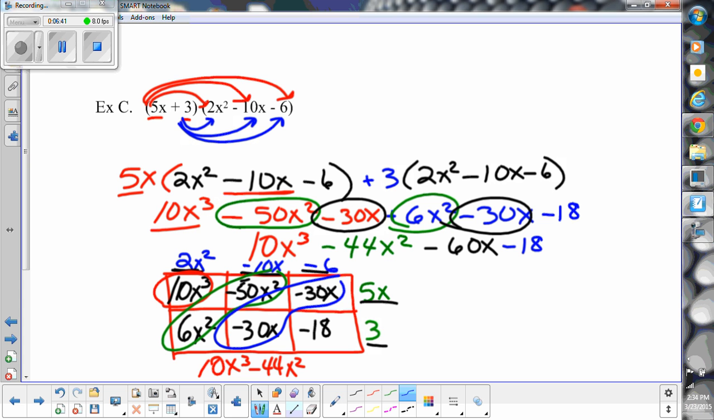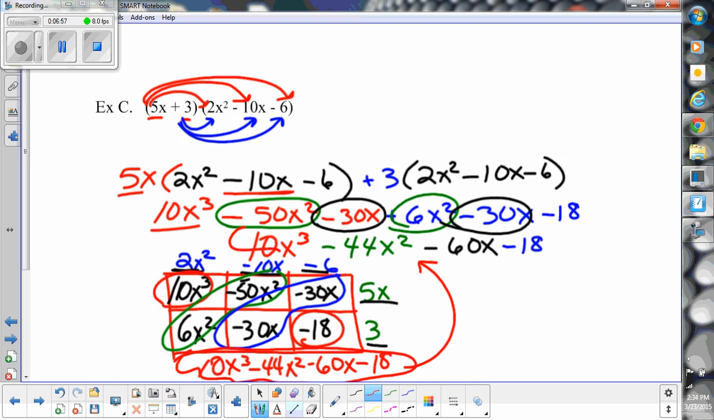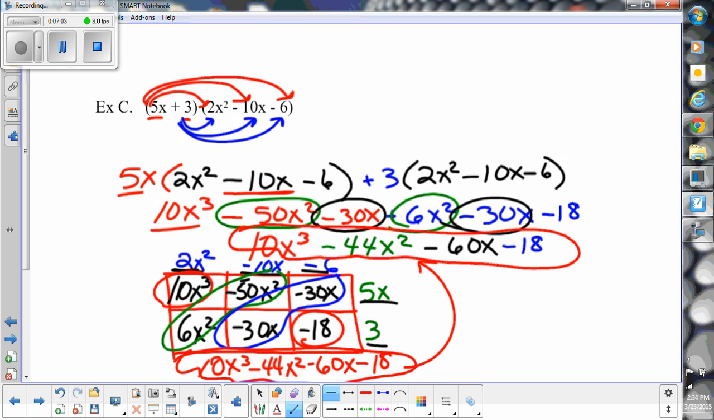Does that sound familiar? It should. So that's negative 60x. And then we have our standing alone negative 18. We get the same answer as we did above. We get negative 10x cubed minus 44x squared minus 60x minus 18. That's how we use the grid method of multiplication.